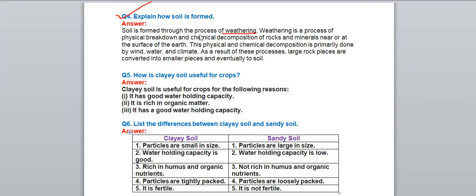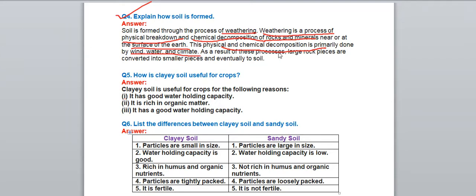Okay, weathering is a process of physical breakdown and chemical decomposition of rocks and minerals near or at the surface of the earth. So what is weathering? That you have to write in the second line. Weathering is a process of physical breakdown and chemical decomposition. Decomposition means also breakdown. The breakdown of rocks and minerals will take place near the earth surface, which are present on the earth surface. That is called weathering. This physical and chemical decomposition is primarily done with the help of wind, water and climate. So how the breakdown of rocks will take place? By the help of wind, water and climate.